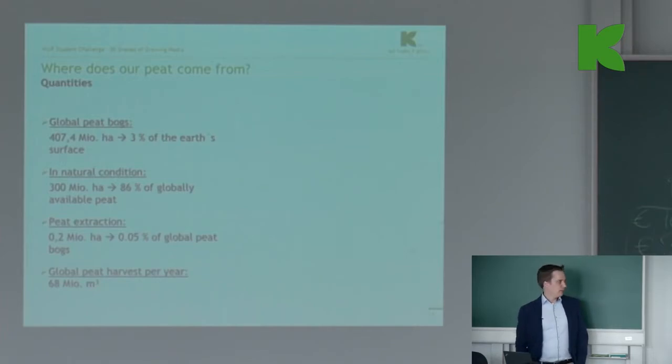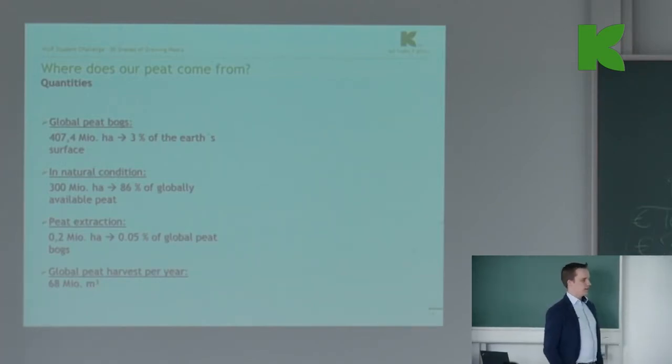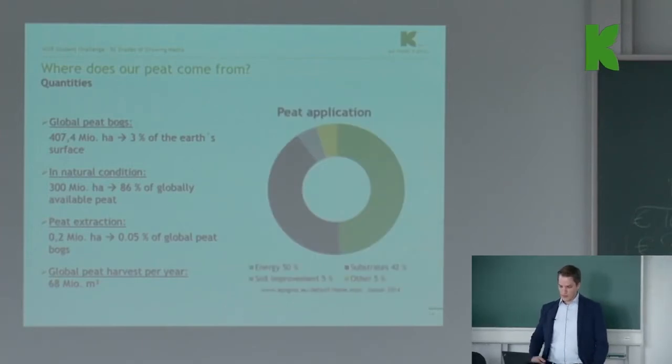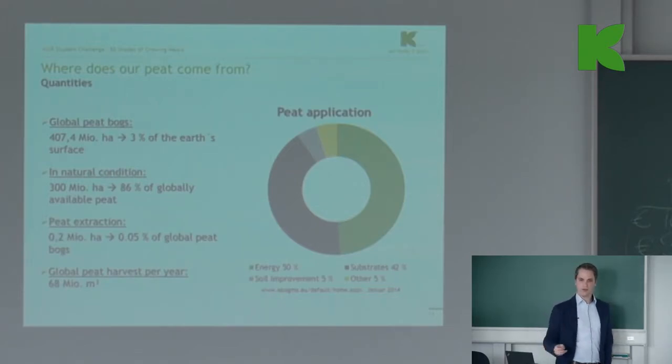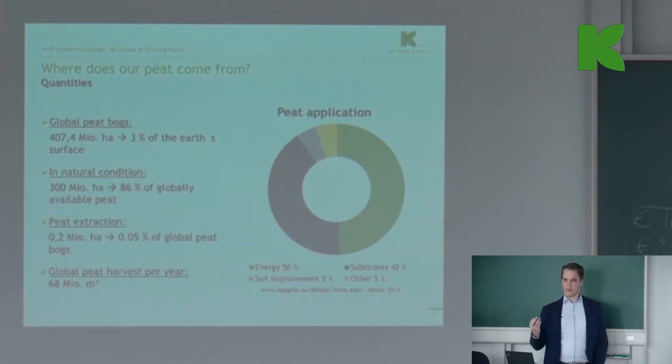In total, that means 68 million cubic meters of peat are harvested per year worldwide, but only 42% of those are used for growing media. So that's actually a very small percentage. I'm showing you these numbers to make you aware that we are not touching as much peatland globally as most people think.